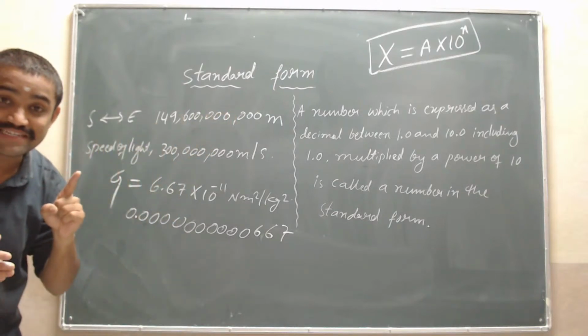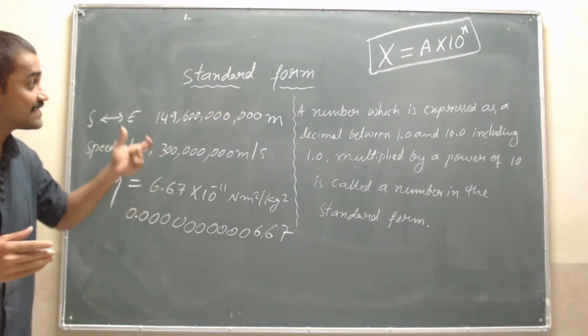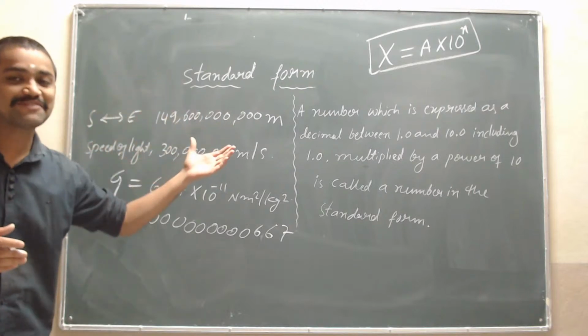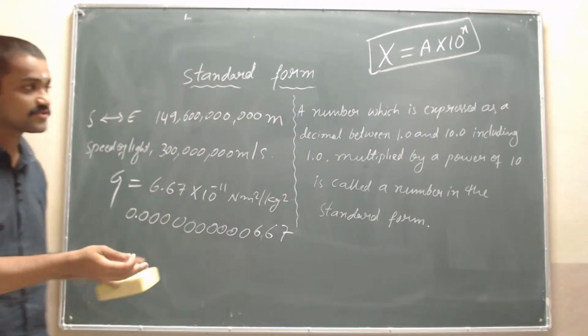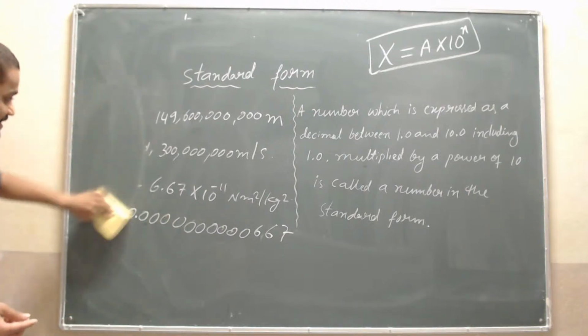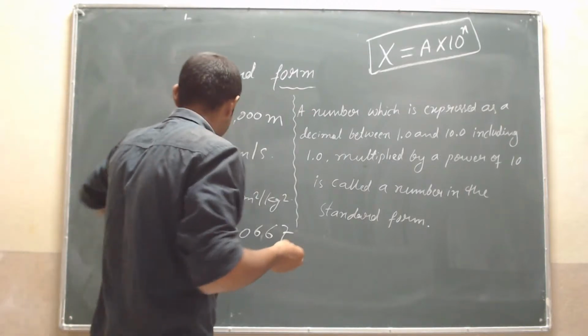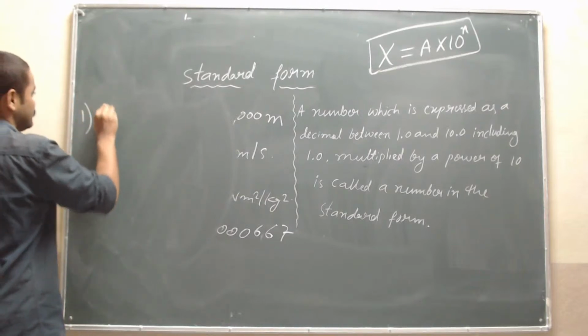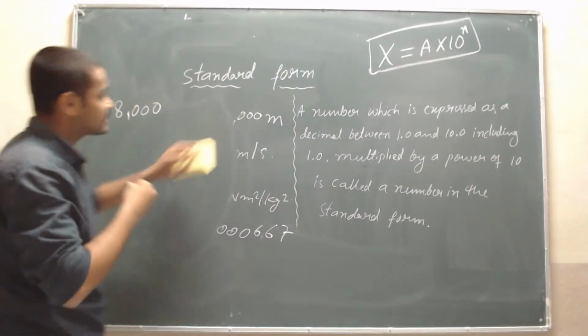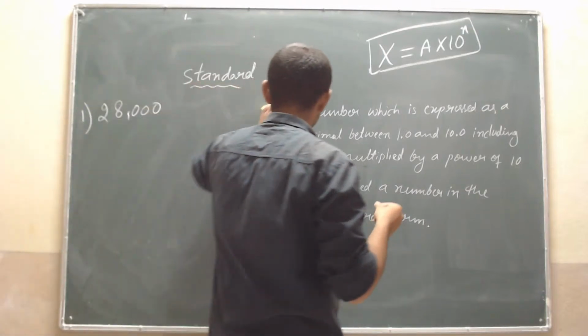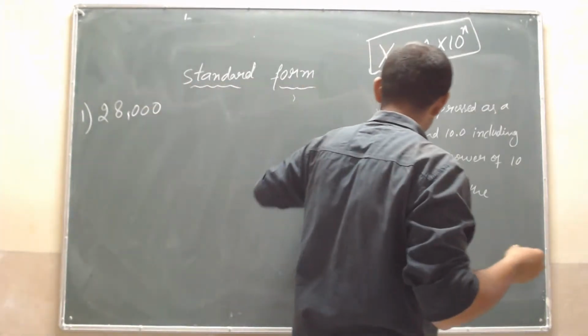Is it clear, students? Okay, let's see some more examples on standard forms, how to write the standard forms. The first example we have is 28,000. We have to convert this number into standard form. What is the standard form we have?